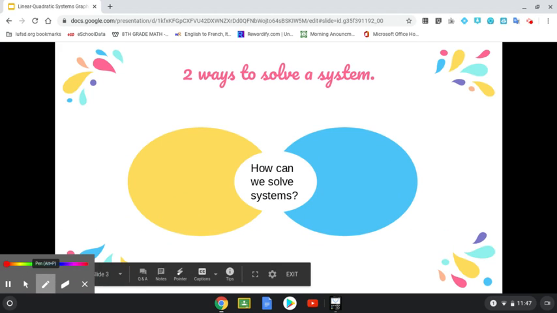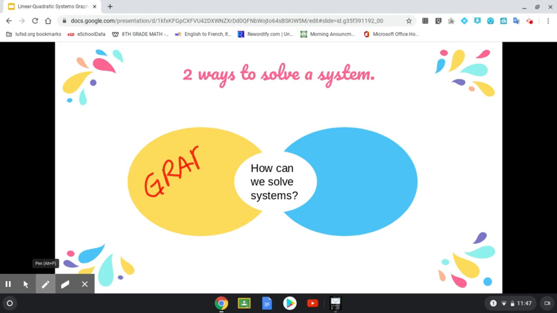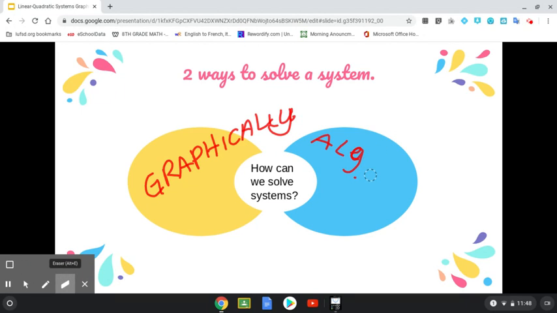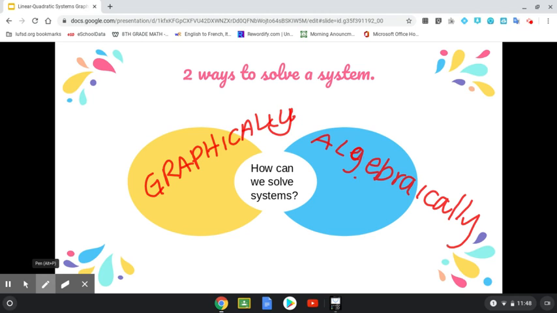So how can we solve them? The first method we did back in the day was graphically. That just means we're going to be putting it on a piece of graph paper. And then we go into algebraically, which is what we're going to be doing. Got to know how to spell. All right, so those are going to be the two methods that we're going to finish the year off with. Pause the video, make sure you get this down.